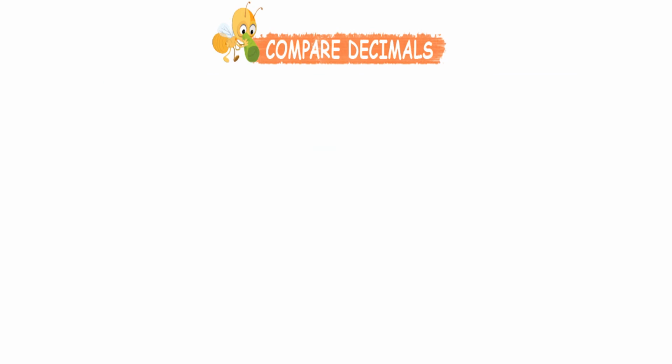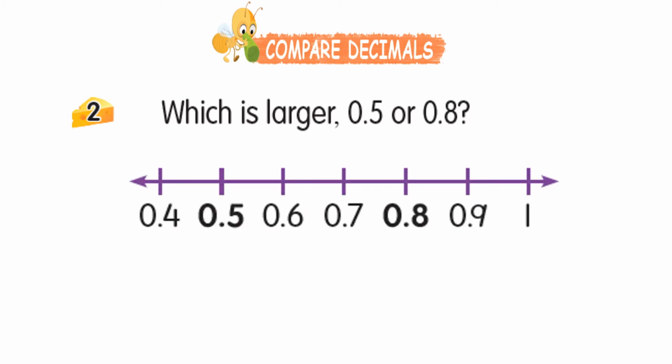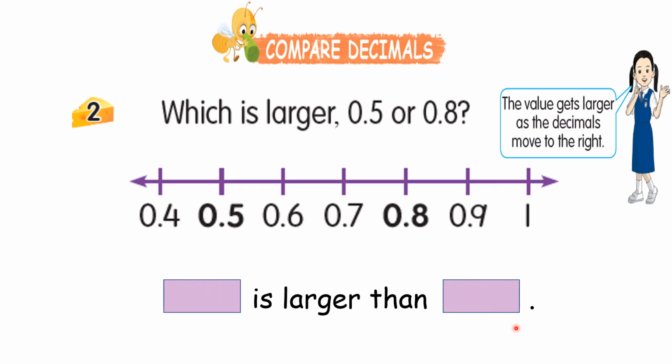We proceed to our second example. Which is larger, 0.5 or 0.8? We will represent them on number lines. Remember, the value gets larger as the decimals move to the right. Here is to the right. So we can say that 0.8 is larger than 0.5. 0.8 is at the right.